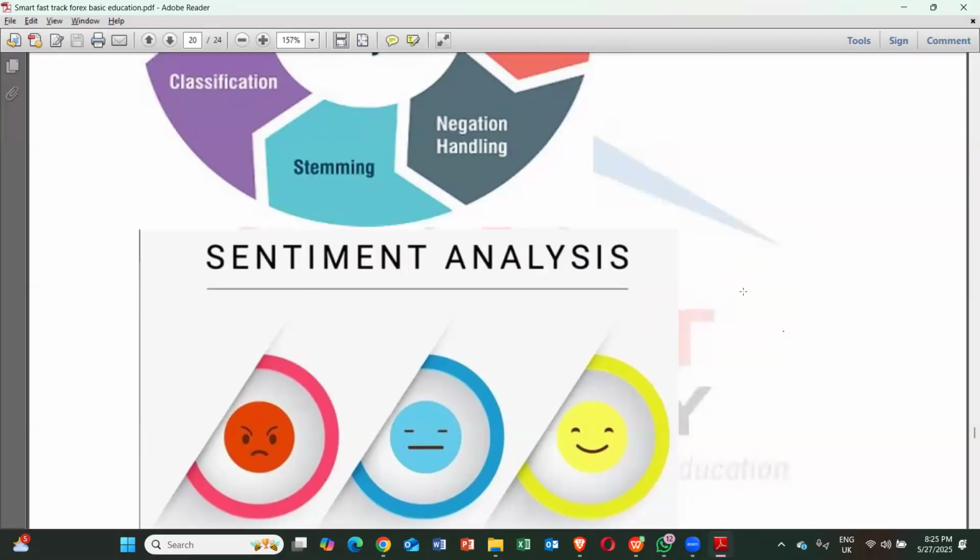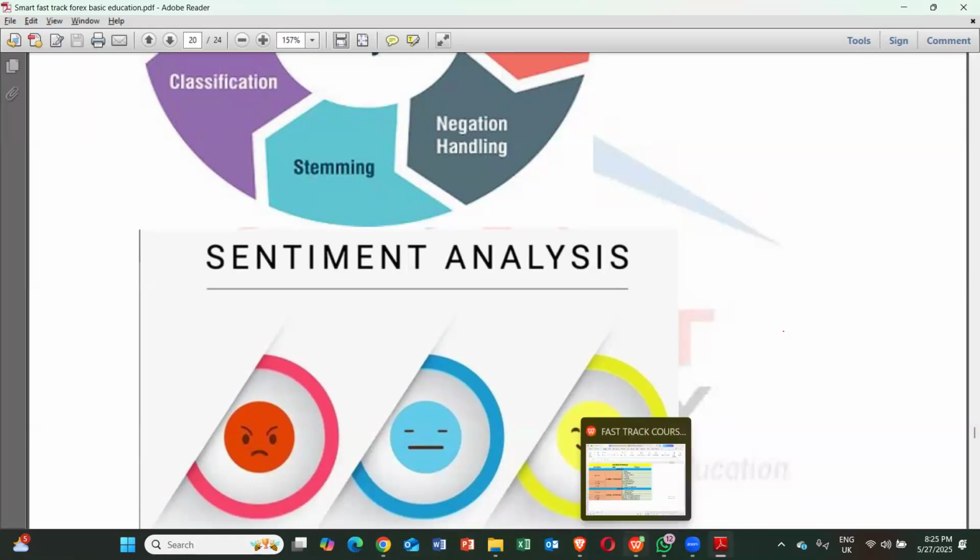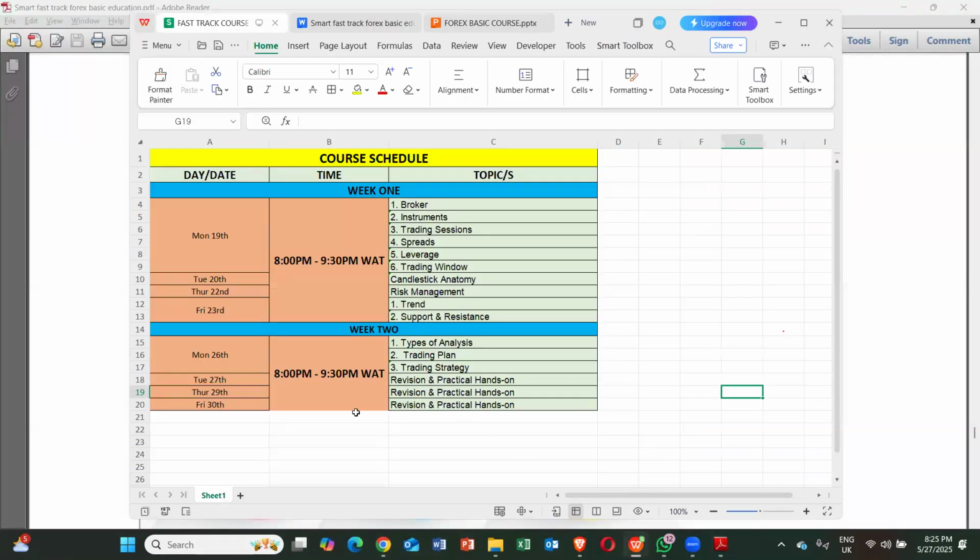All right, so next on our list, I think that's supposed to be a trading plan. Okay, trading plan. I was just looking at this document. I did not write trading plan.